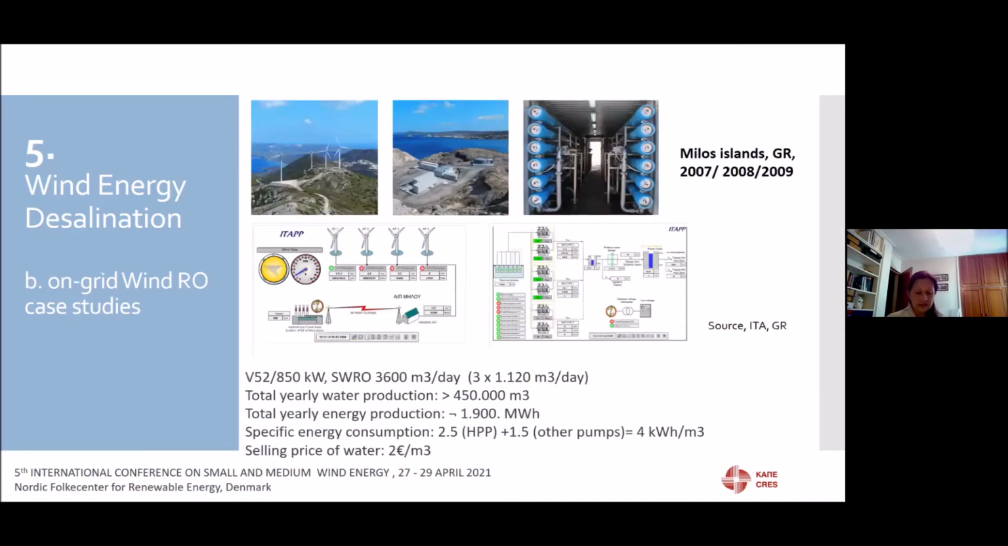Regarding grid-connected small and medium wind turbines driving RO, there are only few applications, as mentioned before. One application is in Milos Island in Greece, where a Vestas V52 wind turbine of 850 kilowatts drives three seawater RO modules of 1,100 cubic meters per day each. The wind RO plant covers the water needs of the island population. There is no need for water transportation to the island.